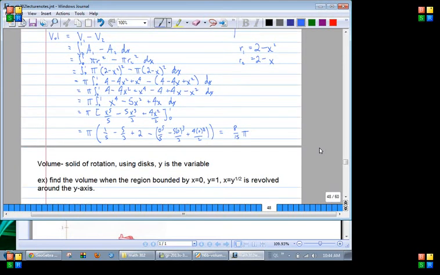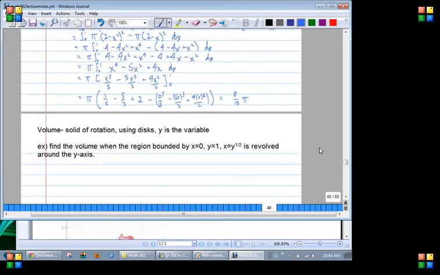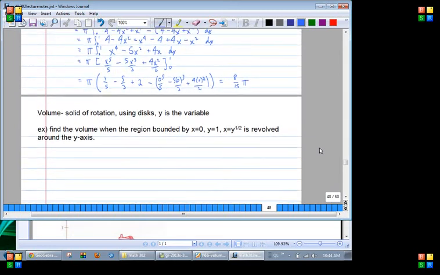So now we've got a region bounded by x equals 0, y equals 1, and x equals y to the half, which is the square root of y, and we're revolving around the y-axis. So what does this look like? So what does the graph look like, roughly? Can we figure this out?